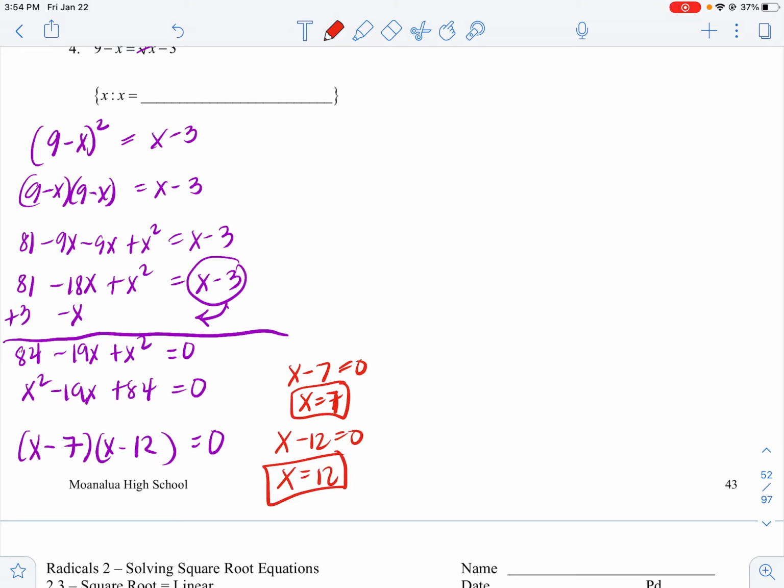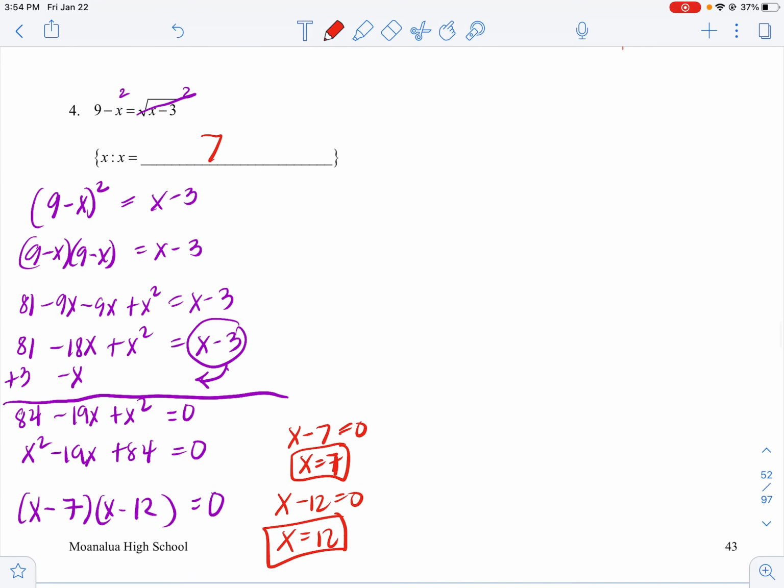So you're not just going to put 7 and 12 in here, because you need to make sure that if you plug in 7 to the equation, will they be equal to each other? When you plug in 12 to the equation, will they be equal to each other? Right? You have to ask yourself that. So I'm going to erase that for now. I have a left side and right side. So first, let's plug in 7. Let's see if 7 works.